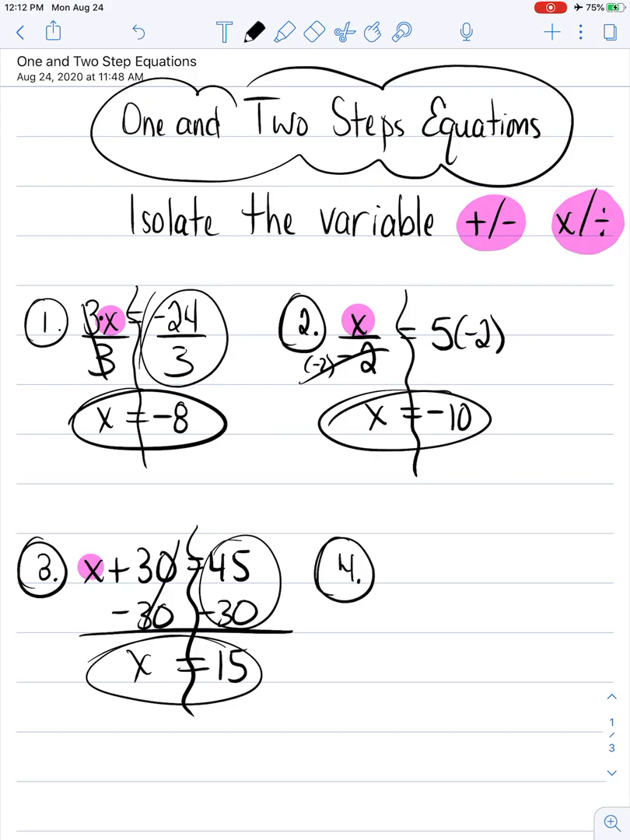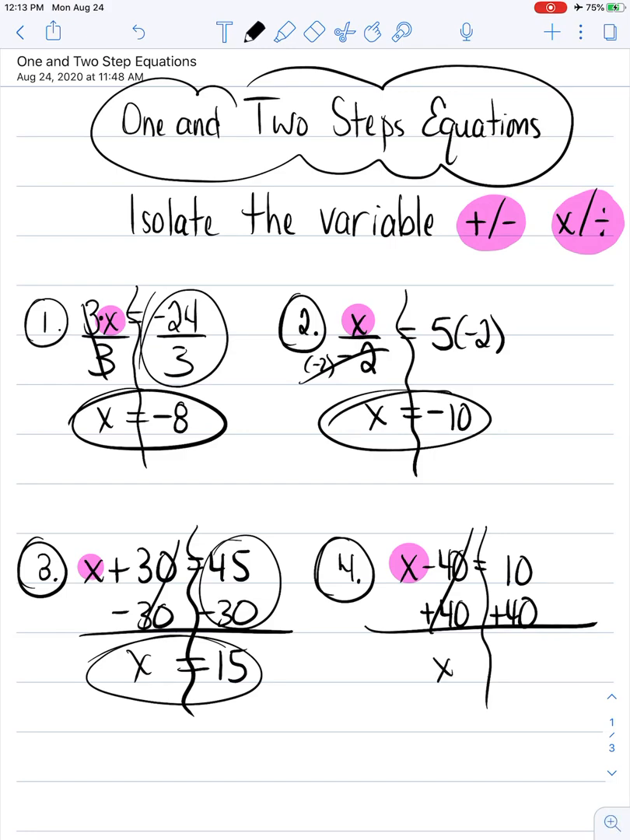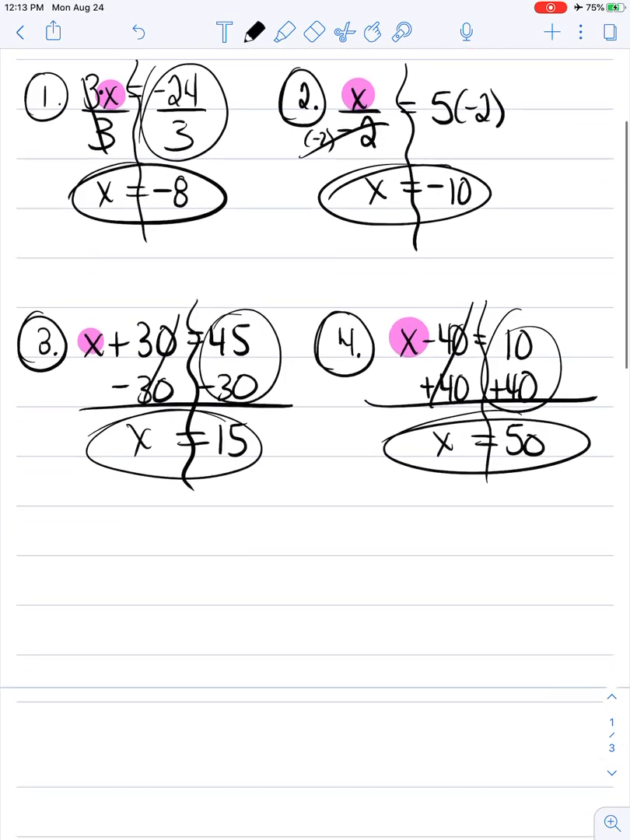Number 4, x minus 40 equals 10. Split your equation at the equal sign. Let's find that letter so we know what to do the opposite of. And the opposite of minus 40 is to add 40 to both sides. When we do the opposite, it moves the numbers away from the letter. So x equals, and 10 plus 40 is 50. So my solution is 50.